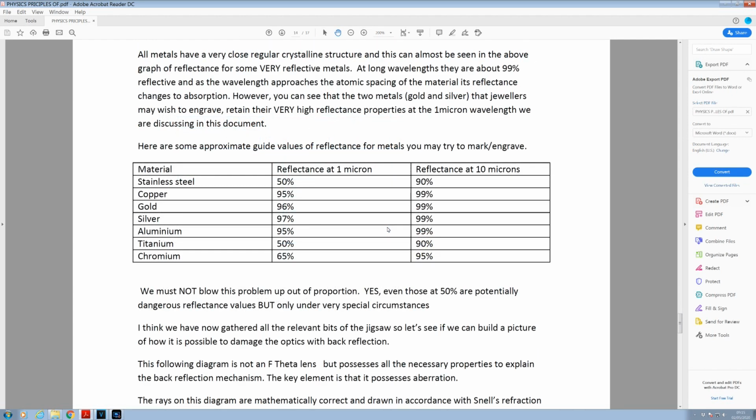Now, our concern in this video is all about reflectance off of the surface of materials. The only materials that are really going to be at risk for us are these sorts of materials here in this table. And you can see that at 10 microns, where we may be used to working with the CO2 laser, all of these materials are incredibly reflective. It does change for some of these materials as we get down to 1 micron. And that little table there shows you the risk associated with using these materials. Okay, I think we've now collected all the pieces of the jigsaw puzzle that will enable us to go forward and try and decode the subject of this video, which is back reflectance.